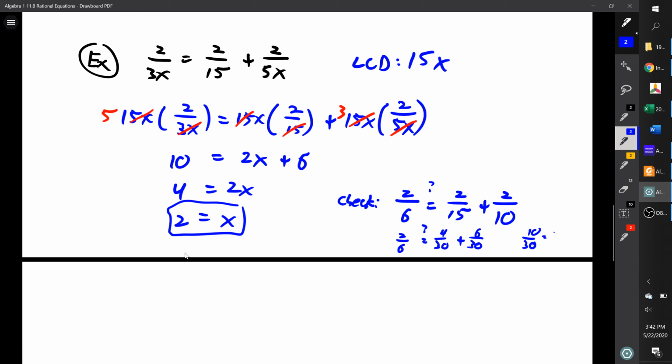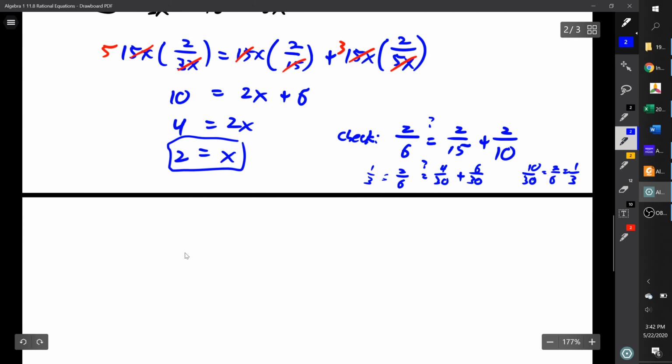10 30ths, which is 2 6. You know, if you divide everything by 5, you get 2 6, which is 1/3, because 2 6 is also 1/3. Cool. All right, and one more example.